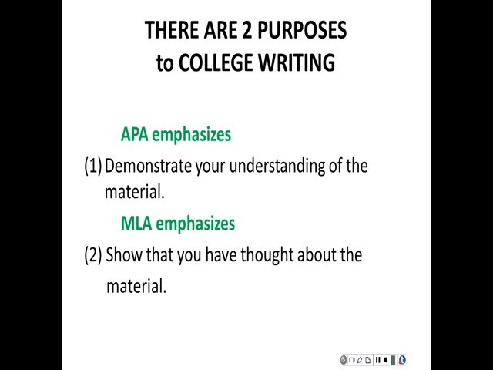If we revisit the two purposes of college writing, this is also a nice way of breaking down the difference between APA and MLA papers. APA emphasizes demonstration of understanding of the material. APA people think that as a student, your main job is to research and study as many of the things as you can that have been said on the subject, all the major research on the subject, what is currently considered the most relevant research on the subject. That is your first main job.